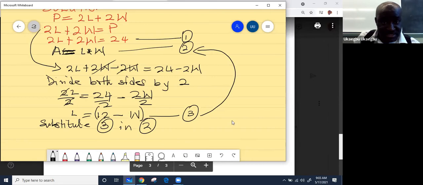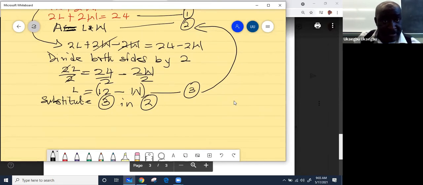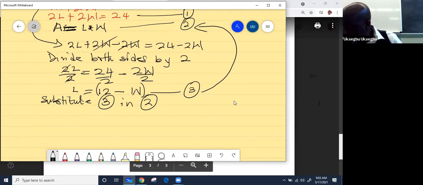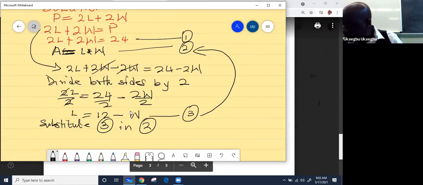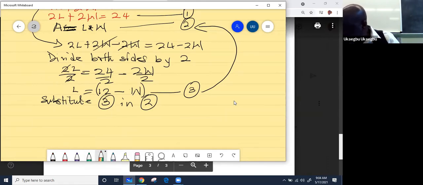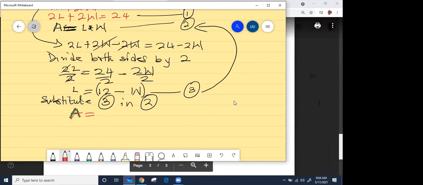Okay, so now let's do that. I'm going to give you 30 seconds to do that. Any place you see L, you just put 12 minus W. So you are going to tell me the next statement to write. I'm going to write area equal to what? Length times width. Wait, no. 12 minus W times W.